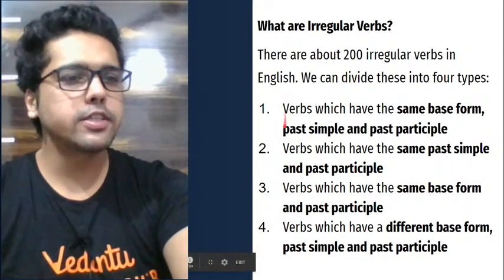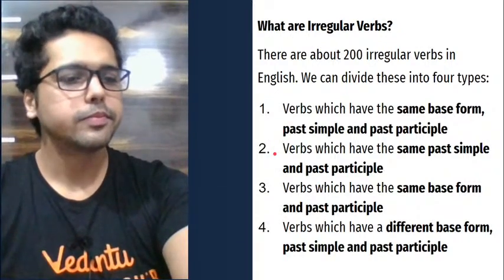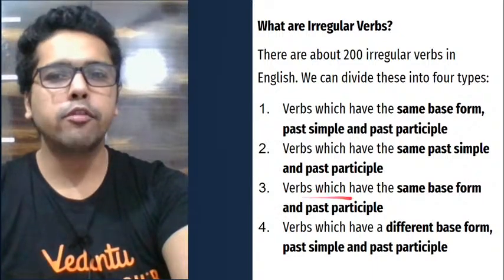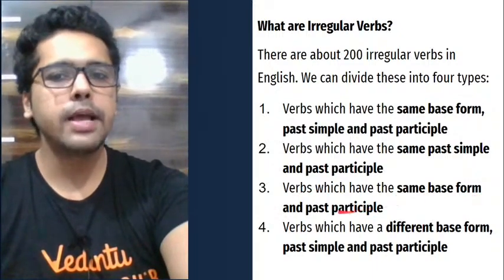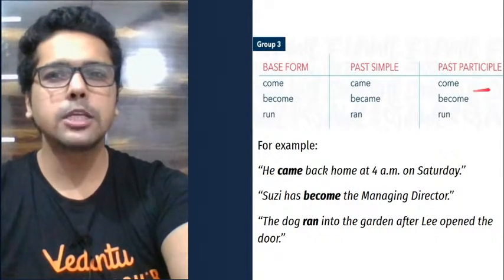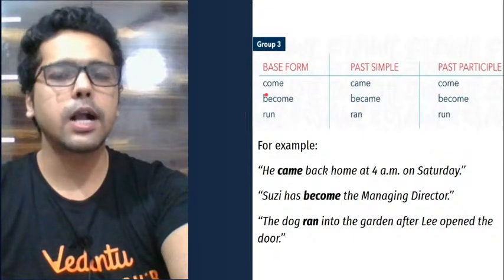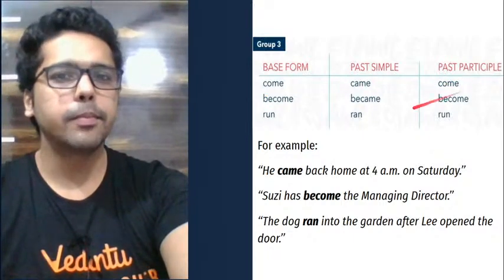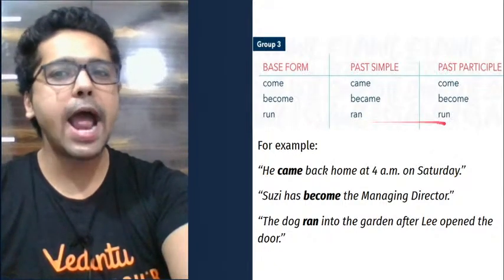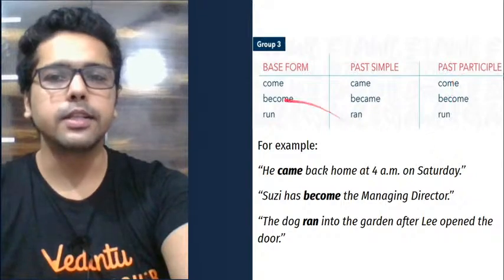So are we all thorough with the first and the second group? All of you, please confirm. First and second group is confirmed. Perfect. Now let's understand the third group. The third group is verbs which have the same base form and past participle. Base form and past participle remain the same, that is V1 and V3. So come, came, come. Become, became, become. Run, ran, run. You see, the first form, the base form, and the past participle remain the same.